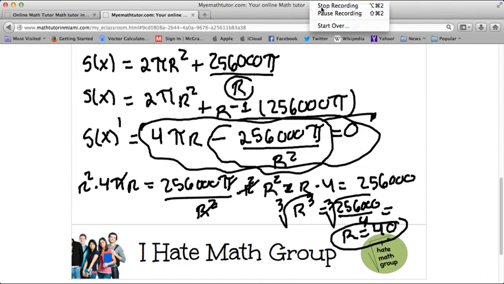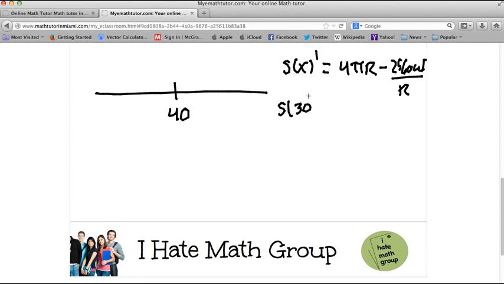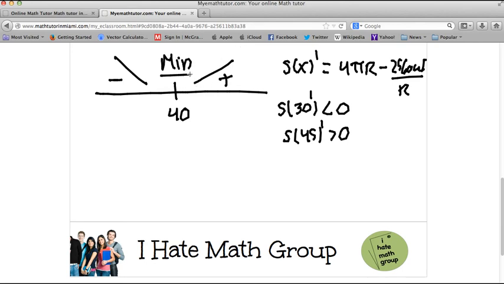So let's do it. We know that the radius was equal to 40. And remember, our derivative was 4 pi r minus 256,000 pi over r squared. When I plug in a value less than 40, let's say 30, I get a negative number. That means my function is decreasing. If you plug in a value greater than 40, let's say 45, I get a number greater than 0. So this means that I have a minimum.